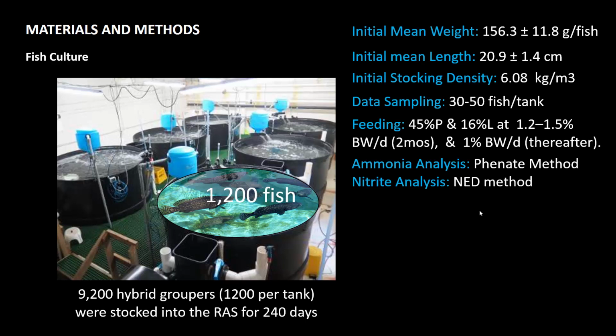From here, 30 to 50 fish per tank are randomly sampled monthly to determine the body weight gain, length gain, specific growth rate, and feed conversion rate as we are culturing them over the span of 240 days. Total ammonia was analyzed weekly using the phenate method, and nitrite analysis using the NED method. So basically, these are more into titrimetric analysis of water samples.